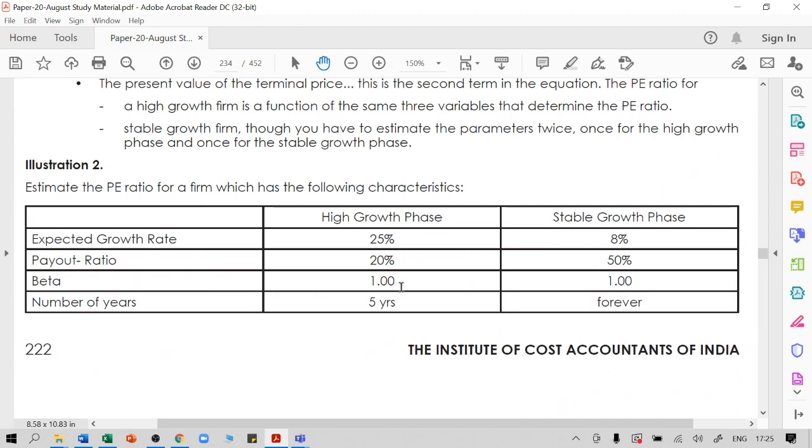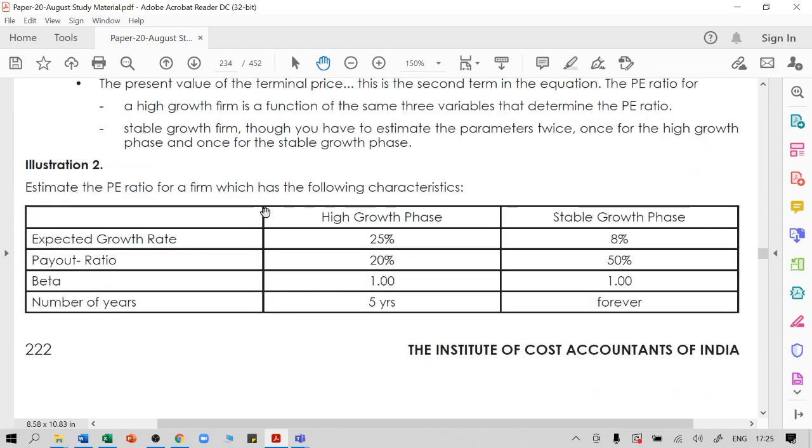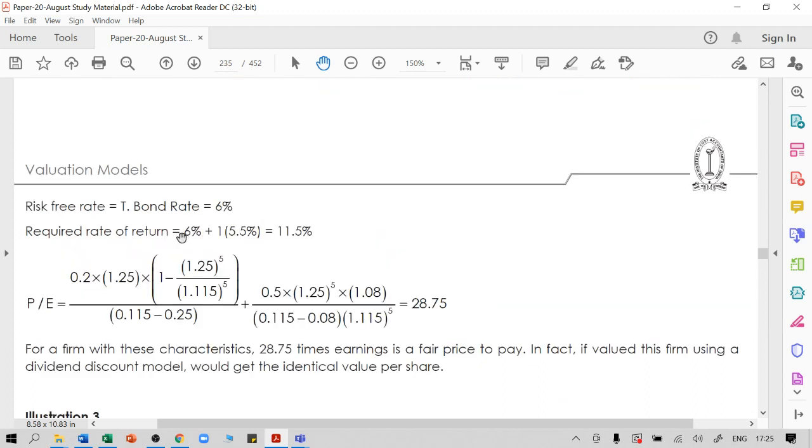Beta of the company, beta of the equity share, is expected to be 1 and 1. Okay. And now what the question is asking: risk-free rate of return is 6% and risk premium required by the investor is 5.5%. So they have used the CAPM model to arrive at the cost of equity, and cost of equity here is 11.5%.